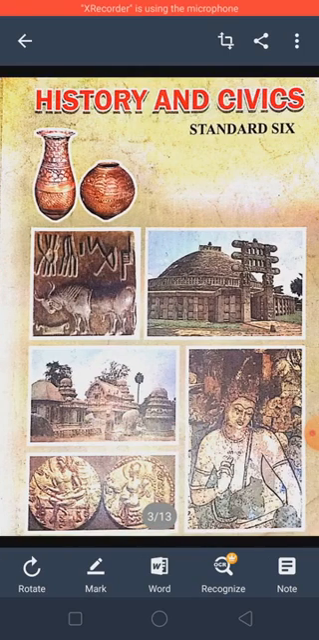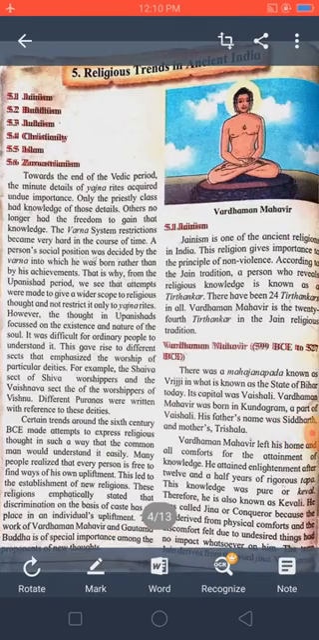Today we are going to learn History Standard 6, Lesson number 5, Religious Traits in Ancient India. First point, Jainism. Second one is Buddhism. Third one is Judaism. Fourth one is Christianity, Islam and Zoroastrianism.